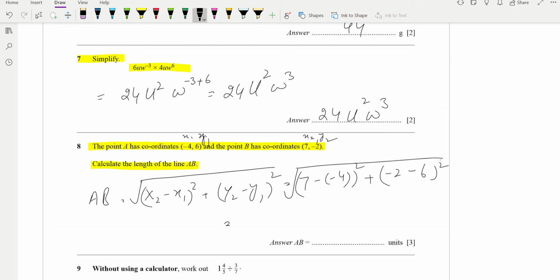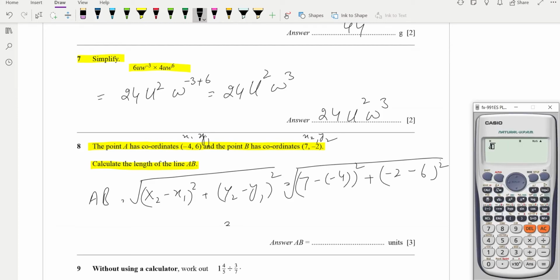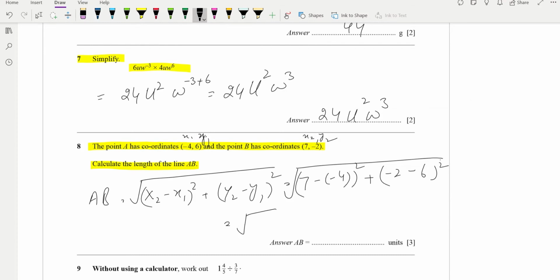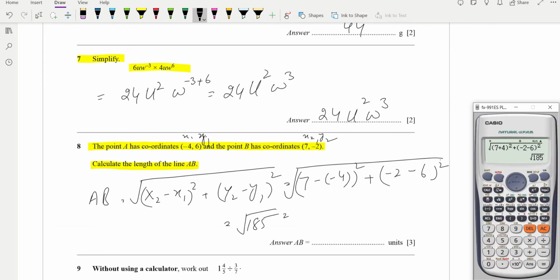So for simplification we can solve with the calculator. Square root of bracket 7 minus minus, so plus 4, bracket close and squared, and plus, in brackets, minus 2 minus 6, bracket close and squared, and this will be equal to square root of 185, and the decimal value will be 13.60.